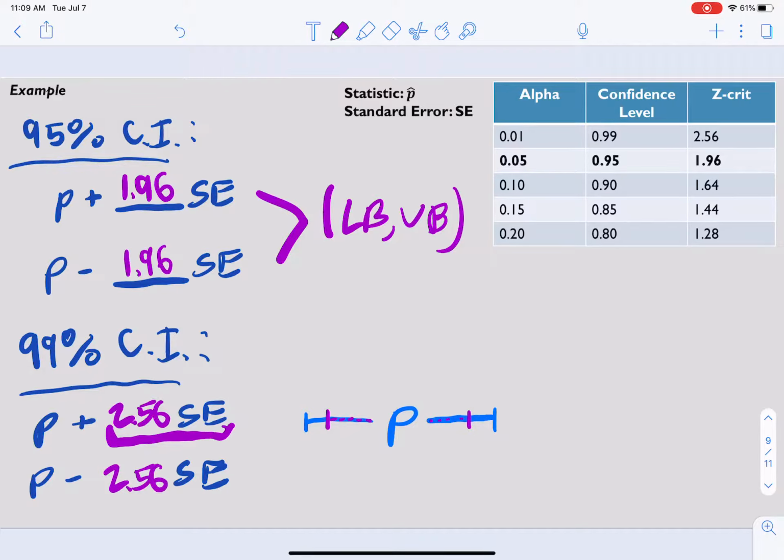So the higher the confidence level means that we have to use a higher z-crit to include more values so we can be certain that we at least got it, right? We're going to be less precise, but we are really covering our bases here with this 99%, because we're going to be including more values than we would with the 95%, right? That's the kind of idea.